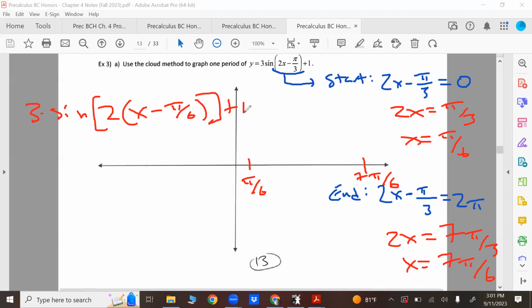But personally, I want to consolidate the whole thing. Set it equal to 0 and 2 pi. I think it's more efficient. Brady, go ahead.